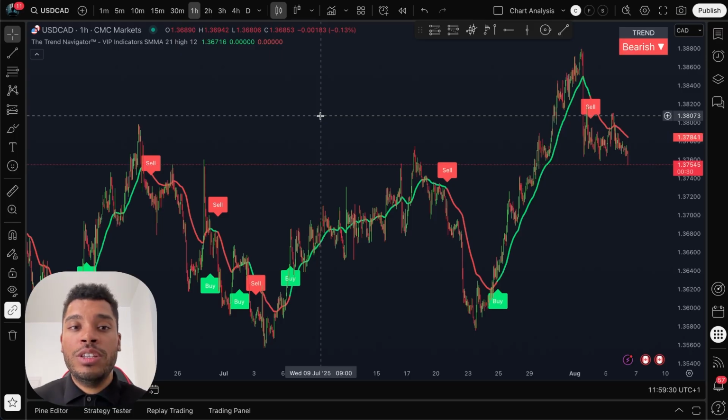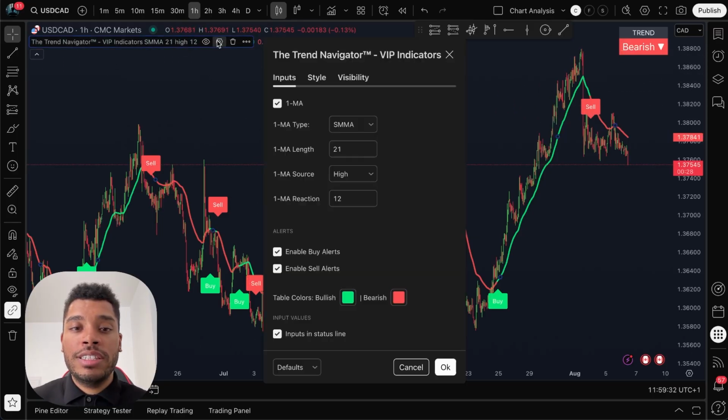So let's start with the 1 hour time frame. As you can see, these are the settings that you need to use. You can leave everything as it is. The only thing that you need to change are here: where it says 1 MA type, you need to put SMMA. Where it says 1 MA length, you need to put 21, 1 MA source I, and 1 MA reaction 12. Everything else you can leave as it is.